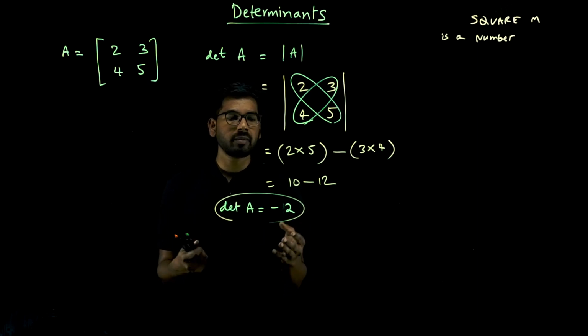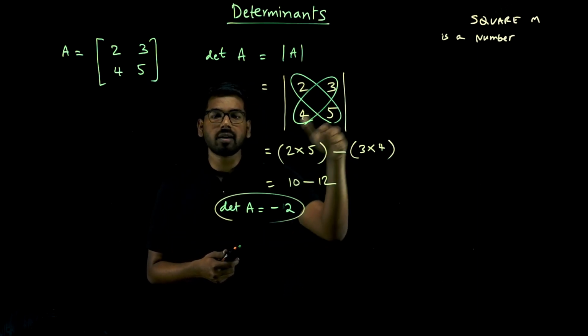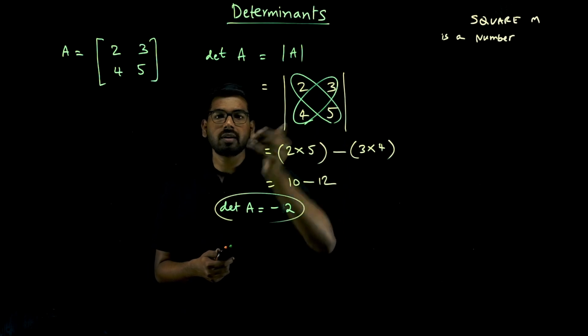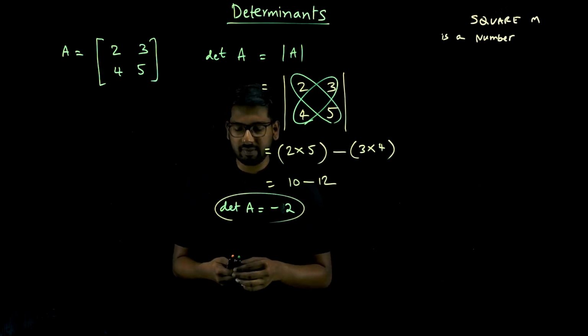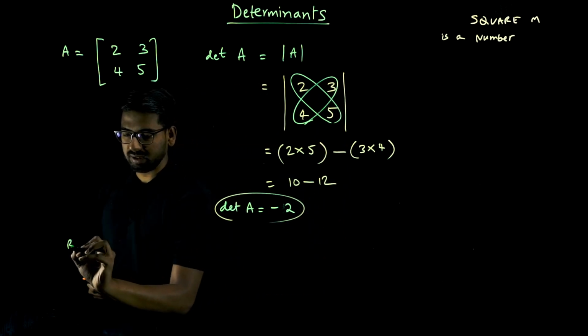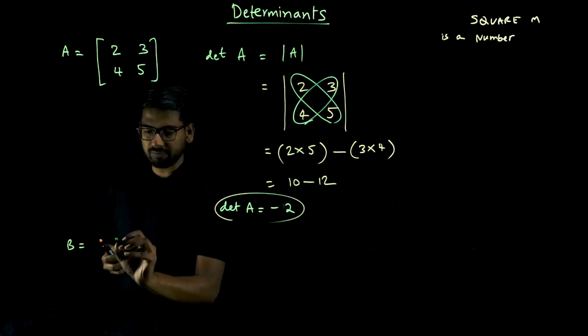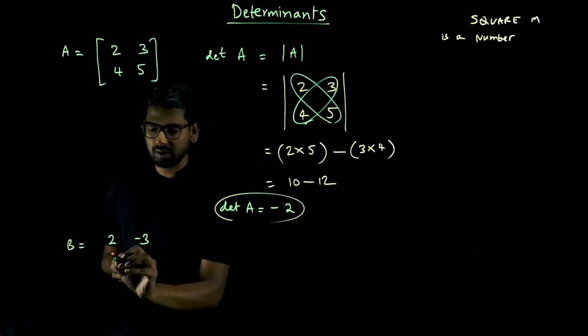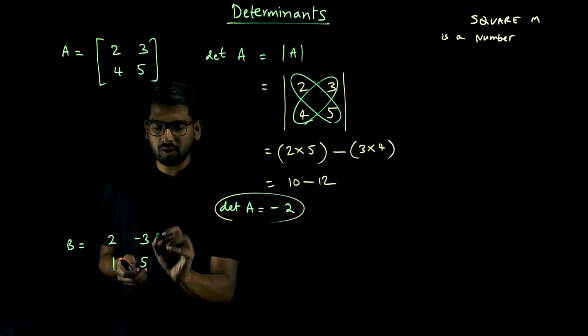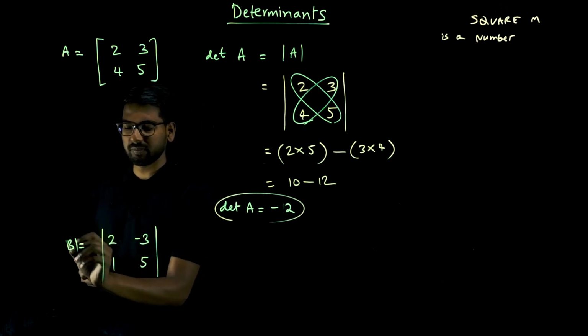Okay, how do you find the determinant? Product of diagonal elements minus product of the remaining diagonal elements. Let's take another example. If matrix B is 2 minus 3, 1 5, we need to find the determinant of matrix B.